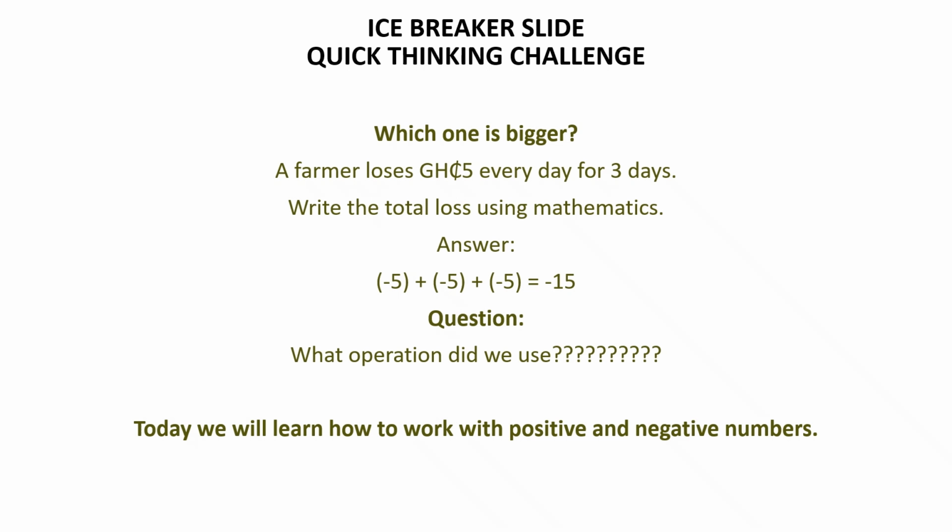Now let's look at a very interesting icebreaker. I want you to take your time and enjoy this icebreaker before we move on. A farmer loses 5 cedis every day for 3 days. Write the total losses using mathematics. Let's look at the answer. Loss is negative, so negative 5 plus another loss, negative 5, plus another loss, negative 5, is giving you negative 15.